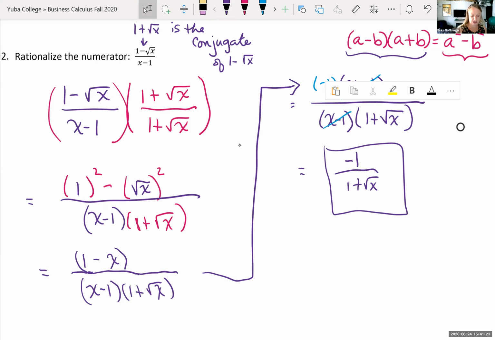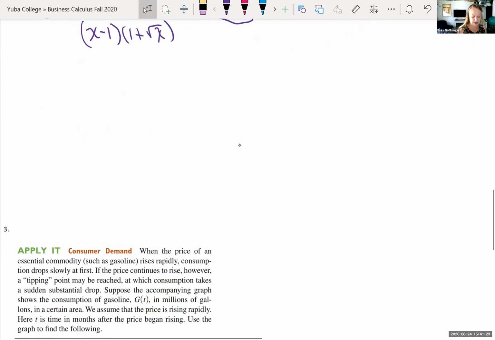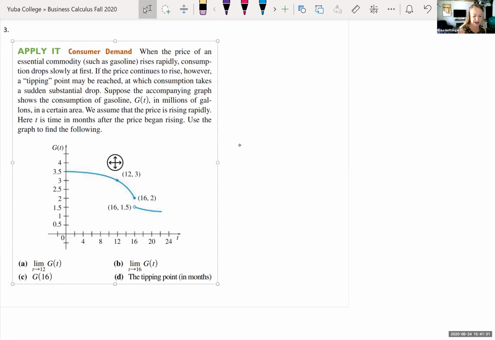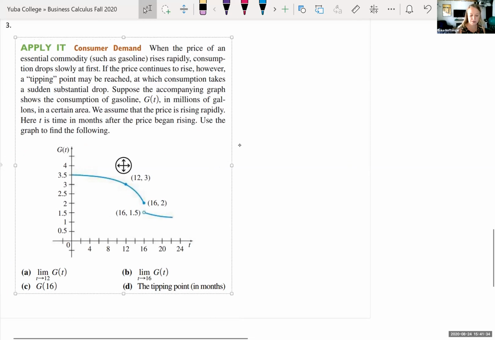Okay. And the last problem, that was just kind of a review from last week, but with some context as an application. So, consumer demand. The following says, when the price of an essential commodity, such as gasoline, rises rapidly, consumption drops slowly at first. If the price continues to rise, however, a tipping point may be reached, at which the consumption takes a sudden, substantial drop. Suppose the graph shows the consumption of gasoline, capital G of T, in millions of gallons in a certain area. We assume that the price is rising rapidly.